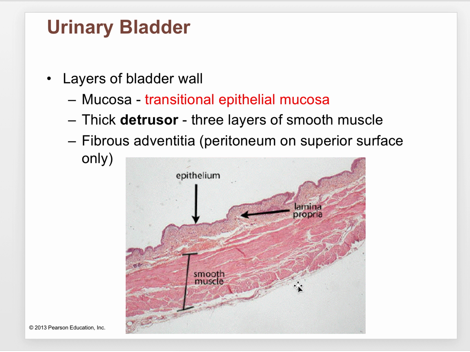Bladder wall. 3 layers of bladder wall. There's the mucosal layer, which is made of transitional epithelial mucosa. Remember, transitional epithelium stretches. That allows the bladder to stretch when full of urine.